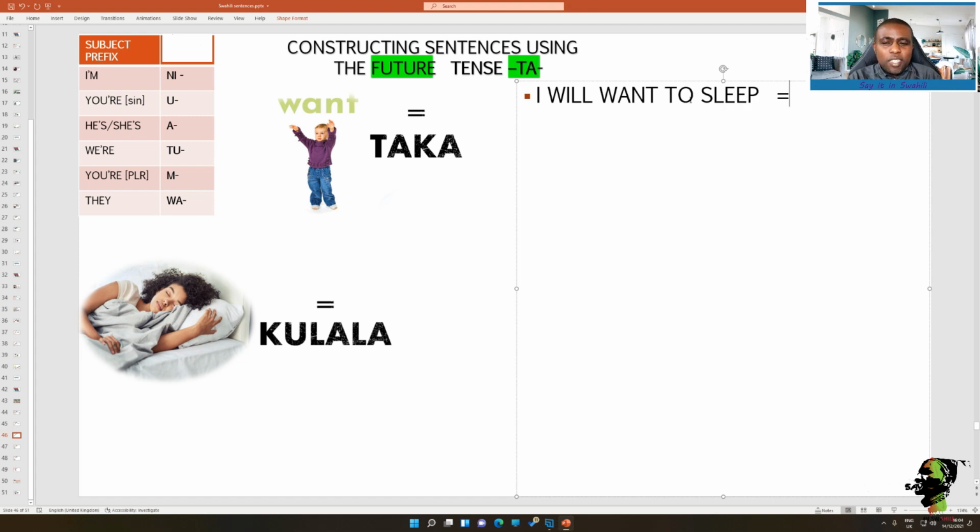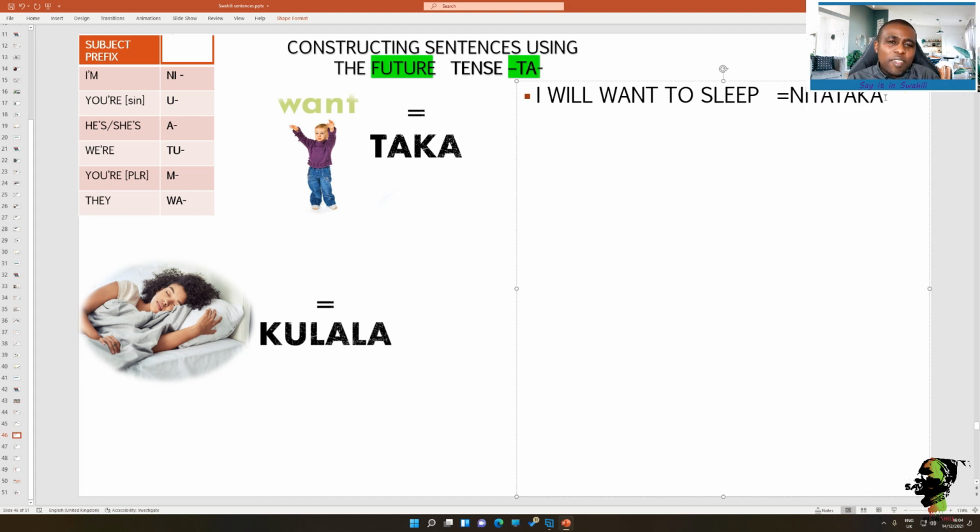I will want to sleep, because it's going to be in the future. Ta, I will want to sleep. Let me hear how you'll put that together. Ni, ta, and then now we put the verb, taka. You might be wondering, are there two tas there? Yes, there are two tas. One is for the tense, and one is part of the verb, taka.